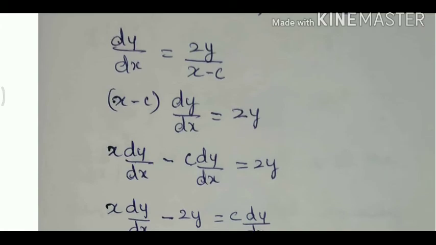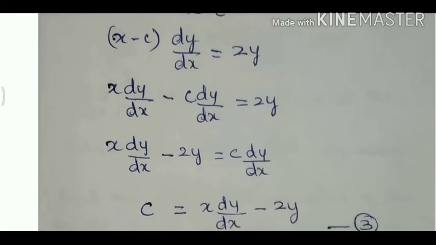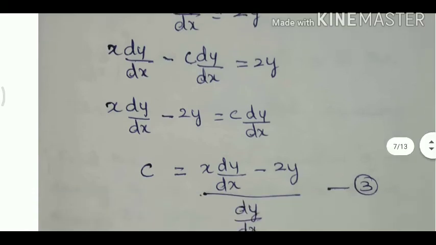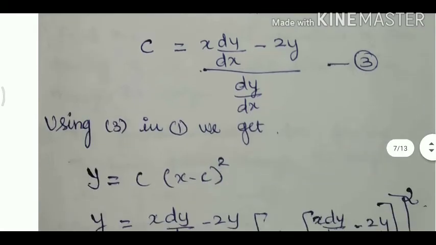In order to find 2y, x minus c into dy by dx equal to 2y. Now multiply x into dy by dx and c into dy by dx. You are getting x dy by dx minus c dy by dx equal to 2y. Our aim is to find the value of c. So taking c to one side, we are getting c equal to x into dy by dx minus 2y, divided by dy by dx. Take this as equation 3.